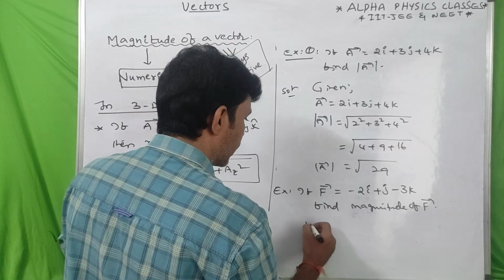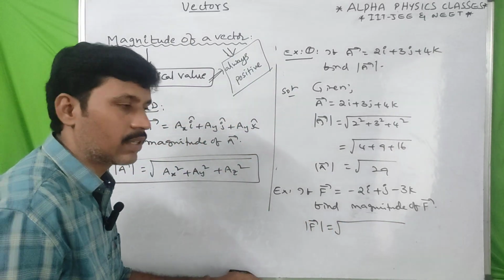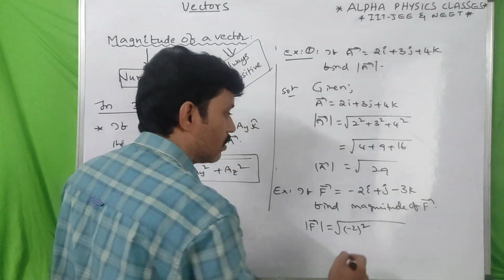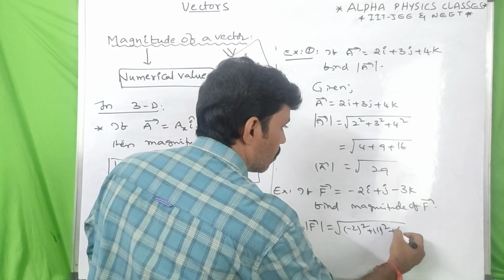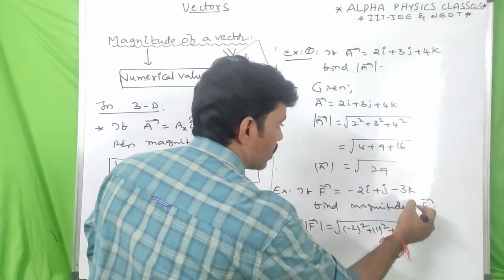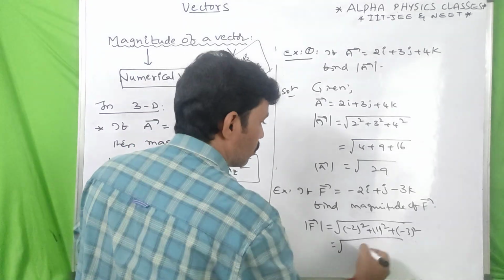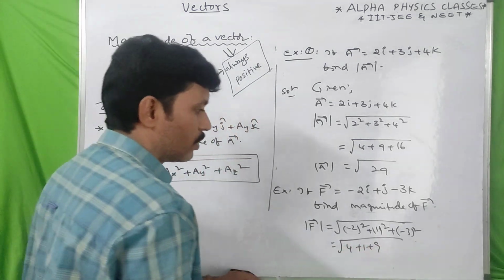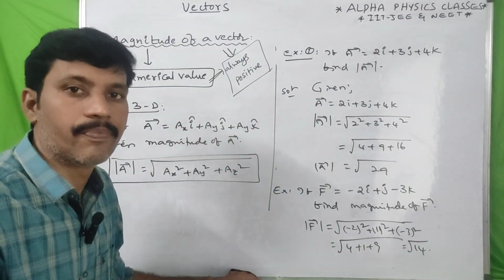So magnitude of f bar is equal to square root of minus 2 whole square, we write including the sign, plus j in front means 1 is there only, 1 square, plus minus 3 square. So this is equal to square root of 4 plus 1 plus 9, which is root 14. So this is equal to root 14 units magnitude.